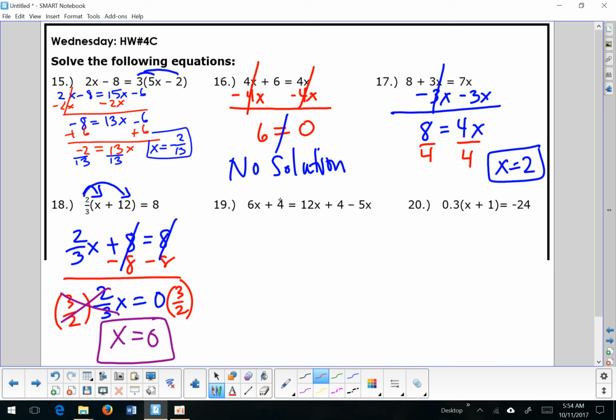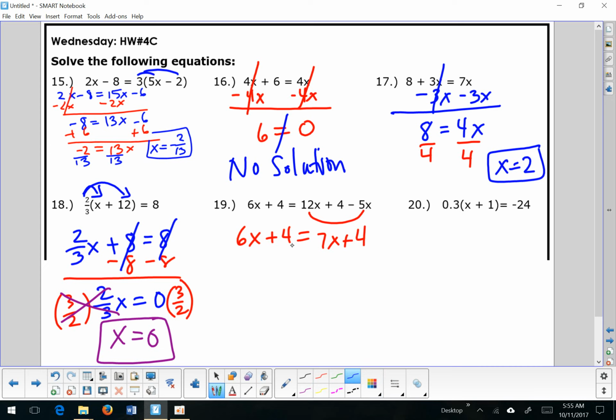Okay, question number 19. I have 2 terms on the left, but I cannot combine them. I have 3 terms on the right, so I need to combine some of them. This is not a subtraction question. This here, when they're on the same side, means you just do the math that you see. So let me rewrite the left side, 6x plus 4, and let me combine the right side. 12x's minus 5x's is 7x's. And I rewrite my plus 4 at the end.